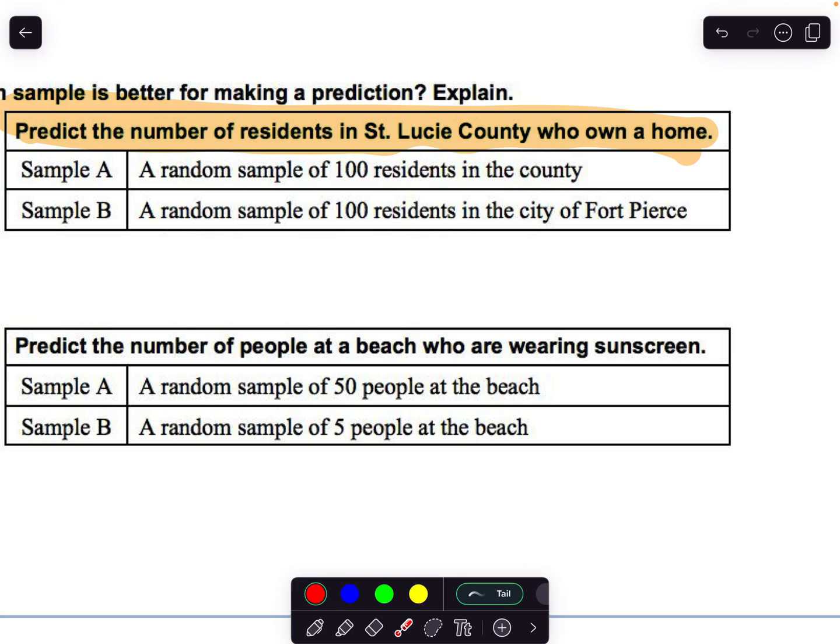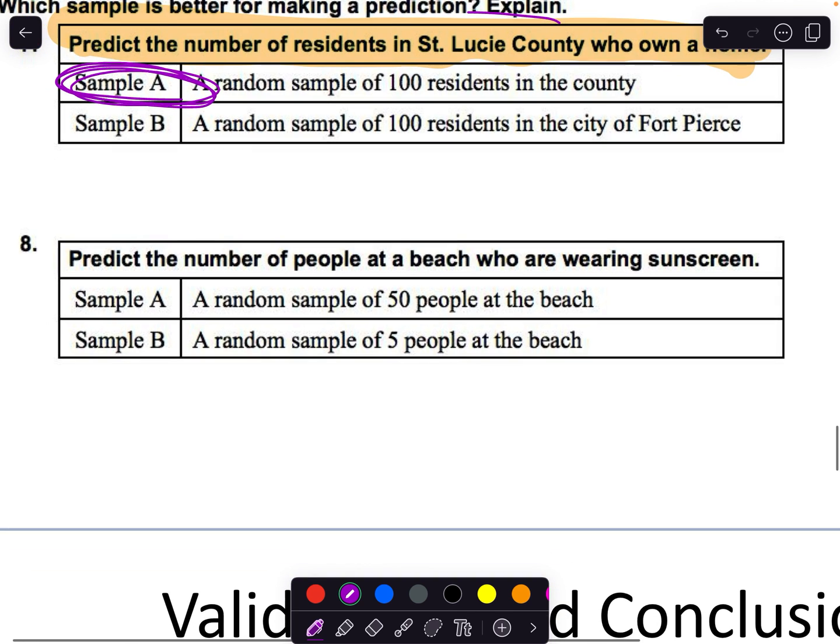If you're trying to make a statement about the county, you want to talk to people across the county. You don't want to just talk to people in one city, because maybe in that one city, there's less people who own homes. Maybe there's more people who have apartments because they're just available in the city, right? But you want to talk to people across the county if you're trying to make a statement about people in the county, right? So we're going to say sample A. And for the explain, we just kind of talk through that.